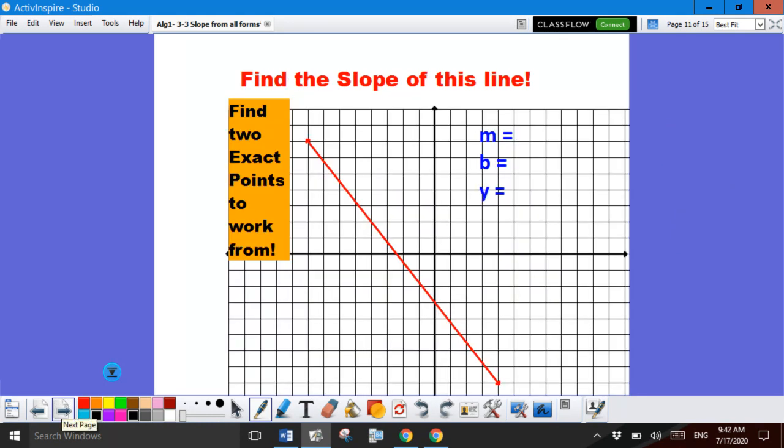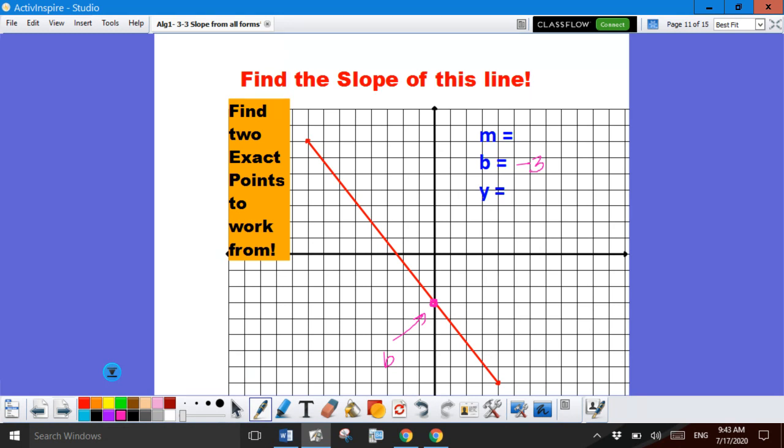All right, take a minute, see if you can come up with your slope, your intercept, and your equation on this problem. All right, let's see how you did. There's your b. Always start with your y-intercept. So that is 1, 2, negative 3. Okay, that's one perfect point.